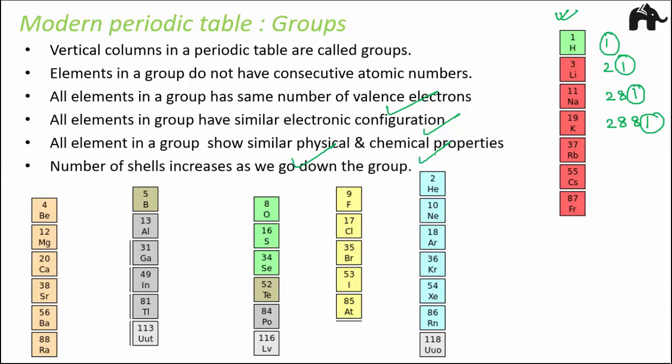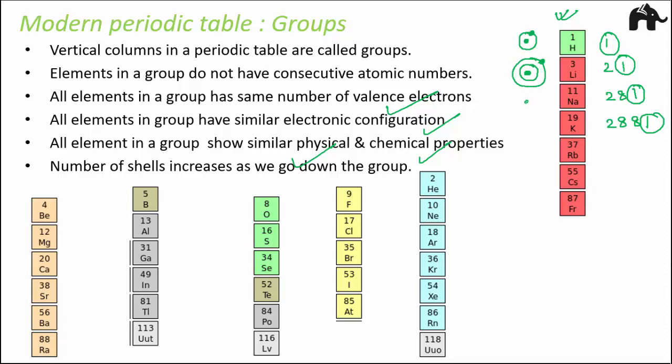Number of shells increases as we go down the group. Now that's interesting. Let us suppose we talk about hydrogen. It has just 1 electron in the first shell. If we talk about lithium, it has 2 electrons in the first shell and 1 in the next one.